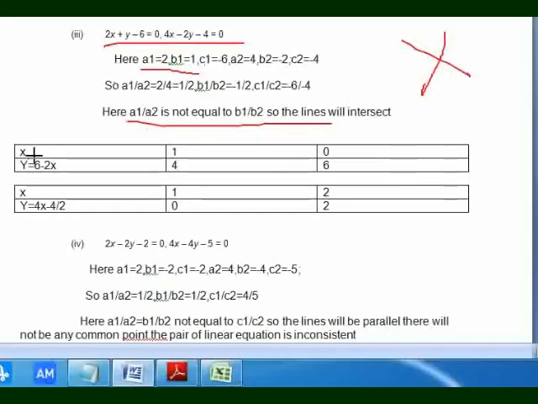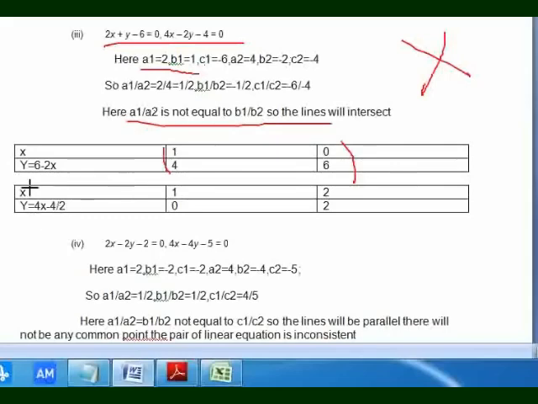Next, put the value of x as 0. So 6 minus 2 into 0, that is 0. So y will be 6. So for the first equation we are getting two coordinates, that is 1, 4 and 0, 6.